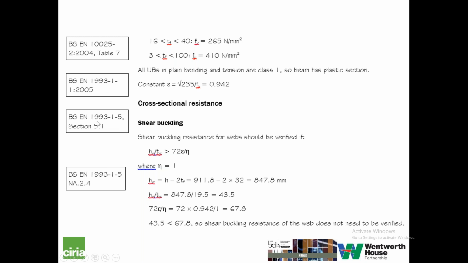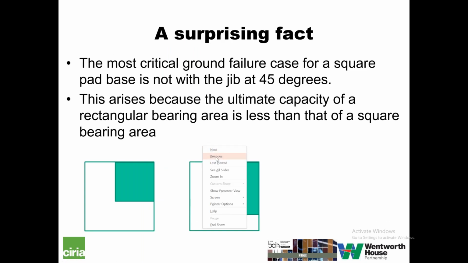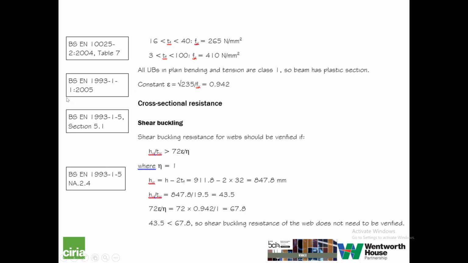Other items, the Steel Code, Eurocode 3, EN 1993 Part 1 is the general section. For shear buckling, it's in Part 1-5, and for connections, it's in 1993 Part 1-8. Excuse me. So all the references are here, and I commend those to you.